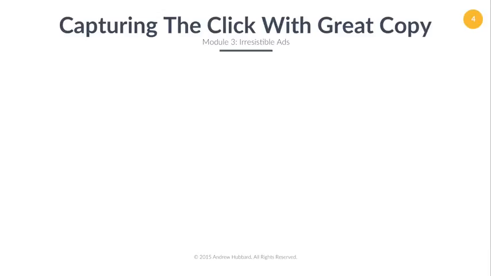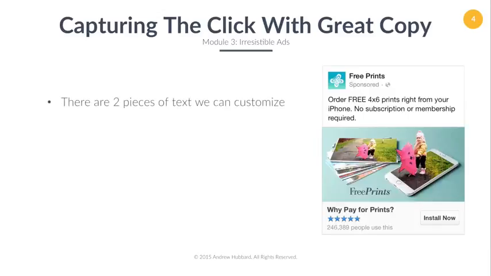Next up, we're going to talk about capturing the click with great copy. And what this means is, once you've attracted the user's attention with the image, you need to convince them to click on the ad, and that's what the ad copy or the ad text is designed to do.